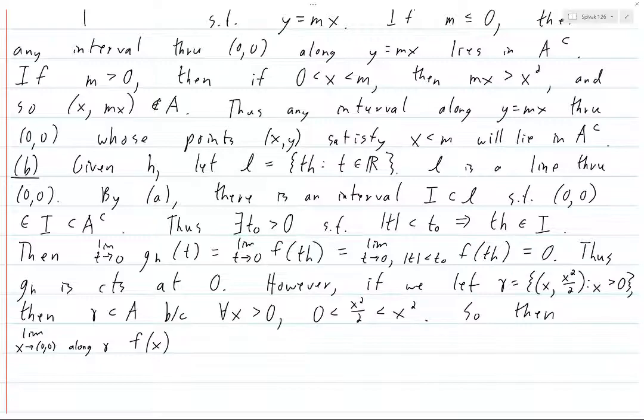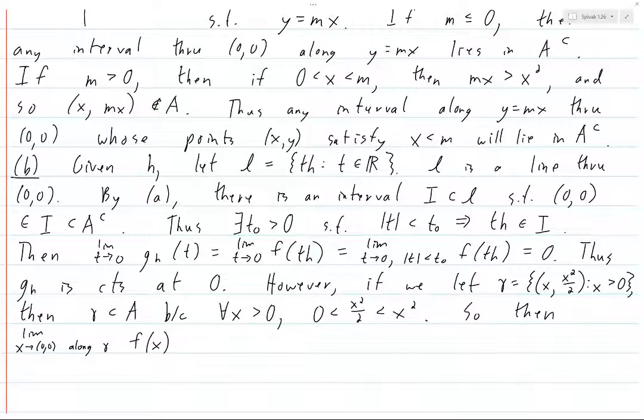You would have to choose x less than the rightmost edge of the x coordinate of the rectangle, and x squared over 2 would have to be less than the top coordinate of the y interval, so you would need x squared over 2 less than y, so x squared is less than 2y, so you would need x to be less than the square root of 2 times y, where y is, of course, the upper limit of the y interval of the rectangle. But anyways, we can approach the origin along gamma.